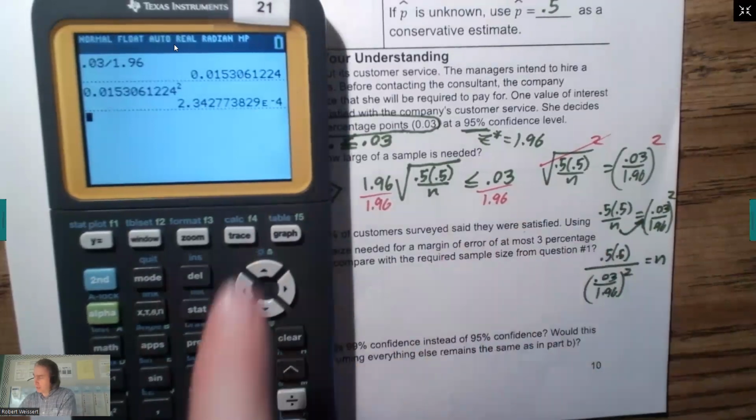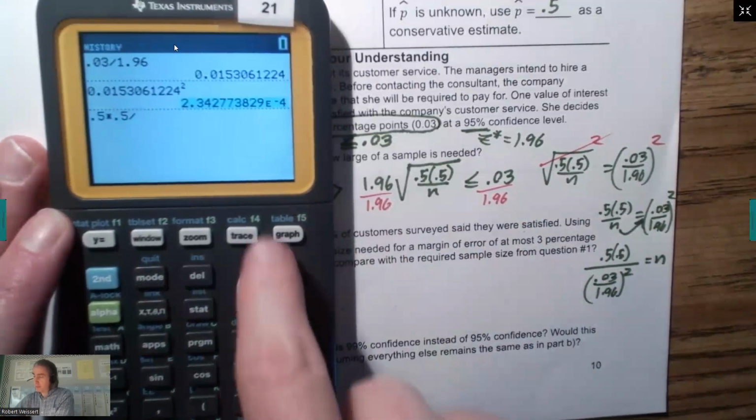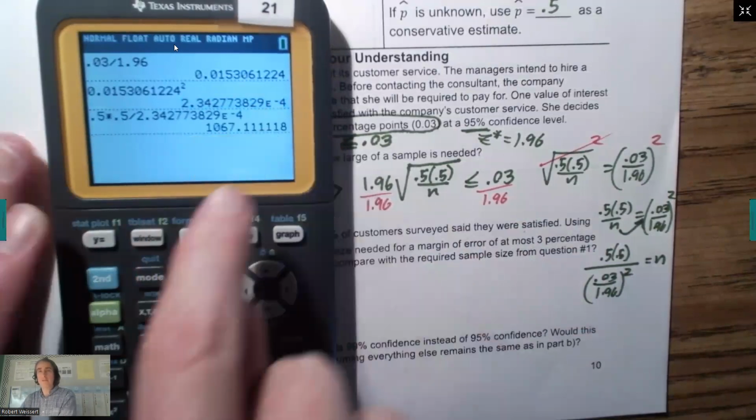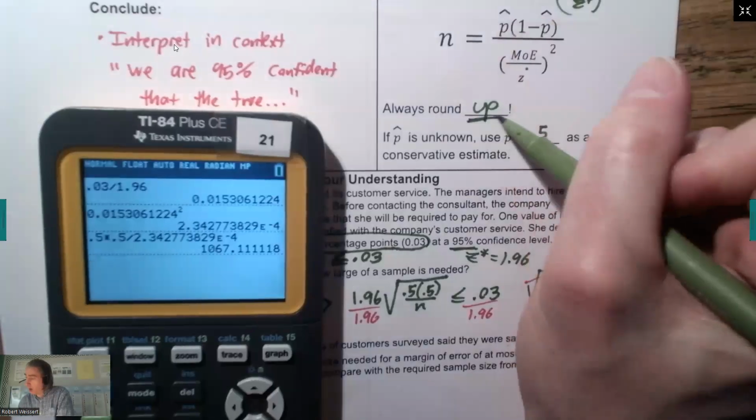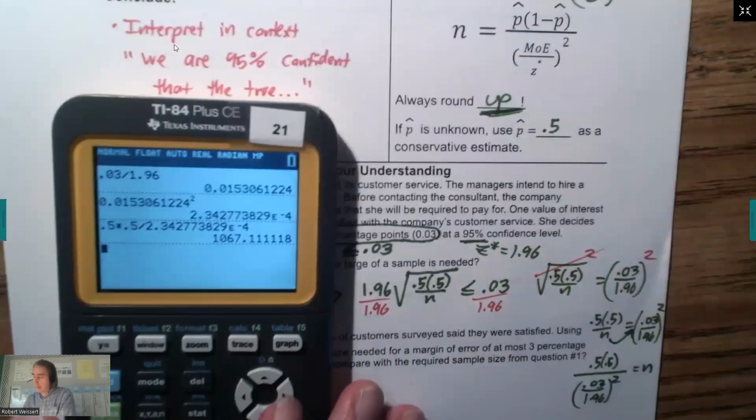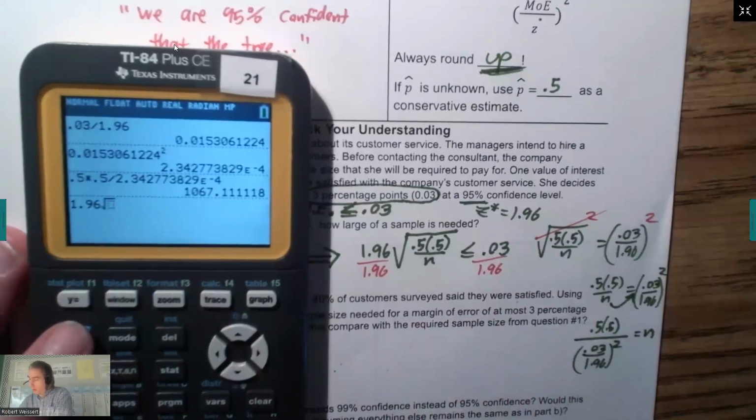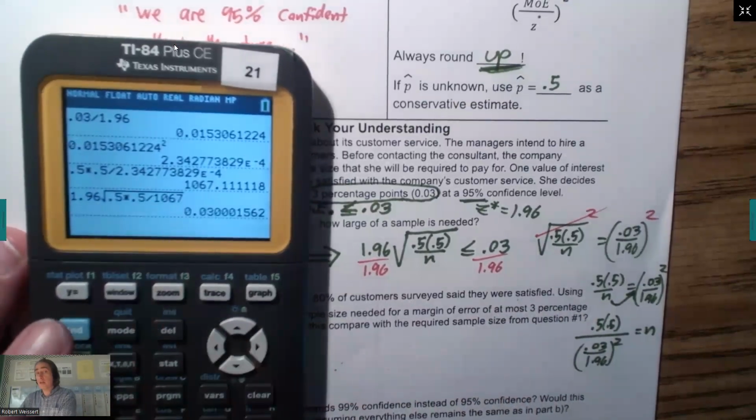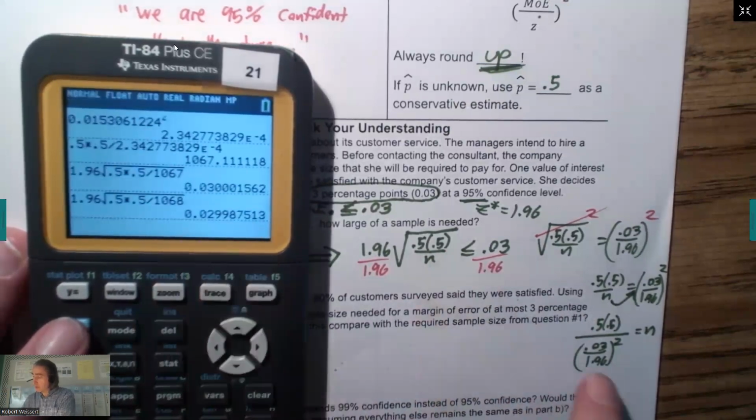So think about what you're going to do. In your calculator, you're going to take 0.5 times 0.5 divided by, and you're going to scroll up and reuse your previous number, okay? And notice that it gives you 1067.111 repeating, right? Well, we have to bump that up. We're going to round that up. So anytime that you're given a number, always round up to get your value. So again, once more, if I do 1.96 times the square root of 0.5 times 0.5 divided by 1067, not quite enough, right? We do have to bump that up to 1068. And so that's the method to solve it.